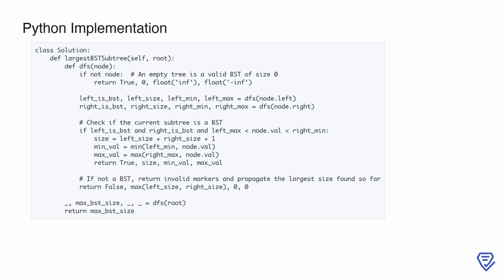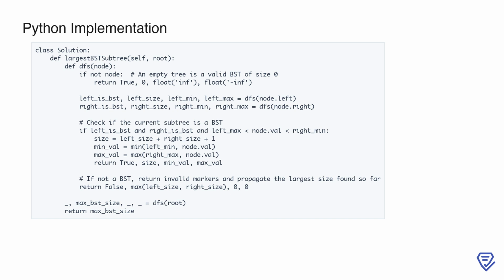This implementation solves the problem of finding the largest BST subtree in a binary tree using a recursive post-order traversal approach. The helper function DFS traverses the tree and evaluates each subtree to check whether it satisfies the properties of a BST. Explanation. 1. Base case. If the current node is None, we return true, 0, INF, to indicate that an empty tree is a valid BST with size 0 and extreme boundaries for min and max values.